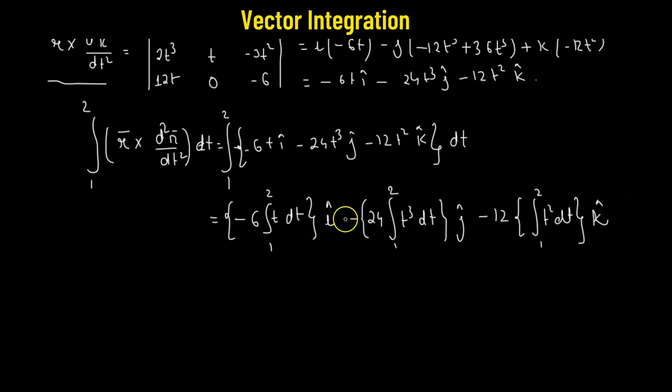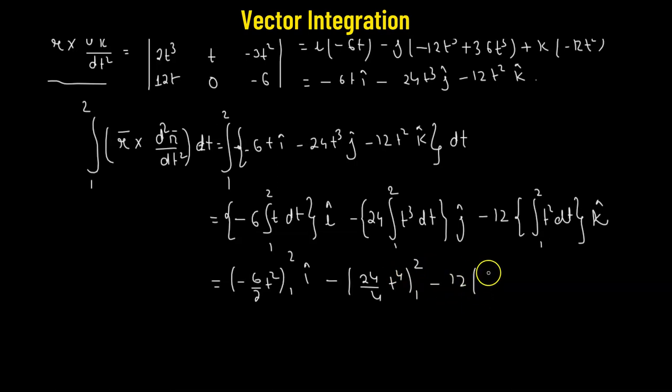Now let's find out the integral. So we have negative 6 over 2 t squared with values going from 1 to 2, i cap. Then we have 24 divided by 4 t raised to the power of 4, 1 to 2, minus 12 times 1 over 3 t cubed with values going from 1 to 2. Let's plug in the limiting values. So we have negative 6 over 2, so that's negative 3. This is multiplied by t squared, so we take 2 squared, which is 4, minus 1 squared, which is simply 1. This is multiplied by i cap.